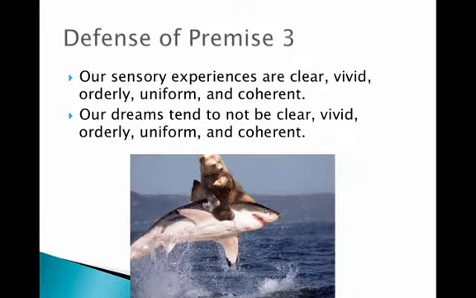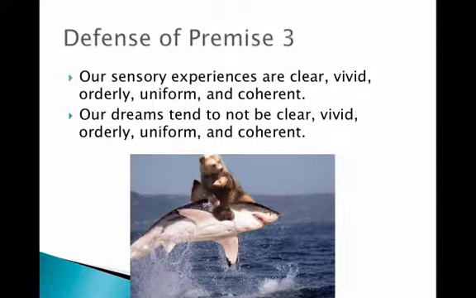Well, let's look at premise 3 then. Maybe we're dreaming. Well, our sensory experiences are clear, vivid, orderly, uniform, and coherent. Dreams, on the other hand, are not. My dreams are crazy. They're rarely uniform. They're not orderly. There's no continuity from one night to the next. It's not like I have this dream world that I occupy for 8 hours every 24 hours, where I return to the exact same place and the exact same people. No, it changes literally from REM cycle to REM cycle, and they make no sense half the time. So there's a huge difference between dreaming and what we experience in our waking life.